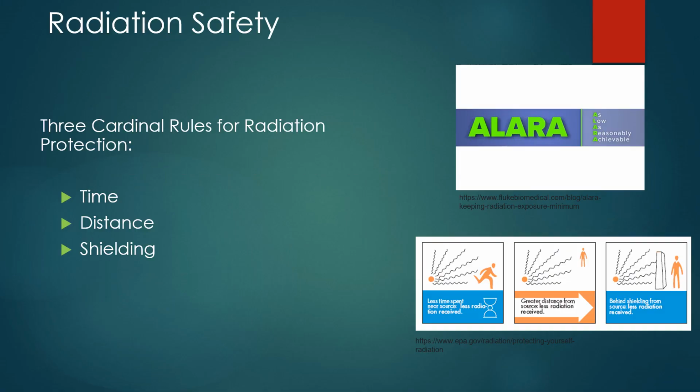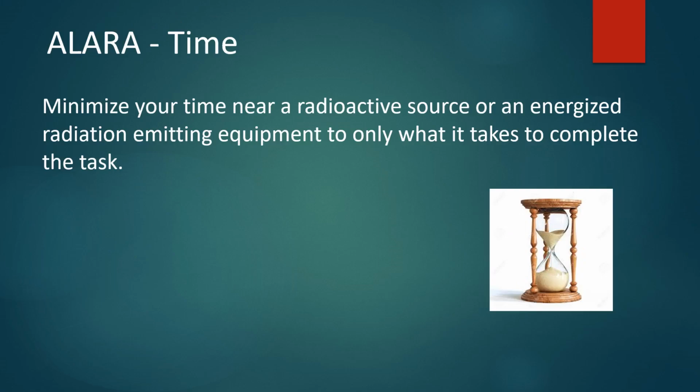There are 3 cardinal rules of radiation safety. They are time, distance, and shielding. A common term used in radiation safety is ALARA. This is an acronym for as low as reasonably achievable. With regards to radiation safety, our goal is to keep radiation exposure as low as reasonably achievable. It is through the ALARA principle that we strive to maintain exposure to radiation as low as possible.